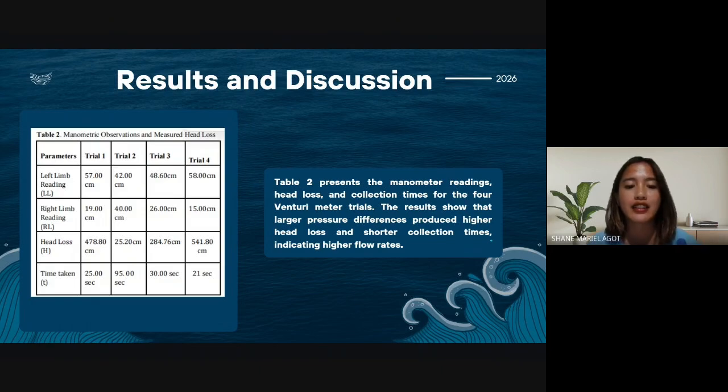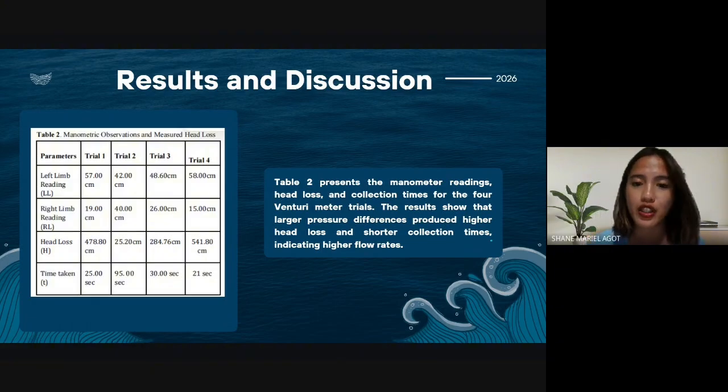The collection times also varied significantly. Trial 2 recorded the longest collection time of 95 seconds, which indicates a lower flow rate. In contrast, Trial 4 recorded the shortest collection time, which is 21 seconds, corresponding to a much higher flow rate and discharge condition.